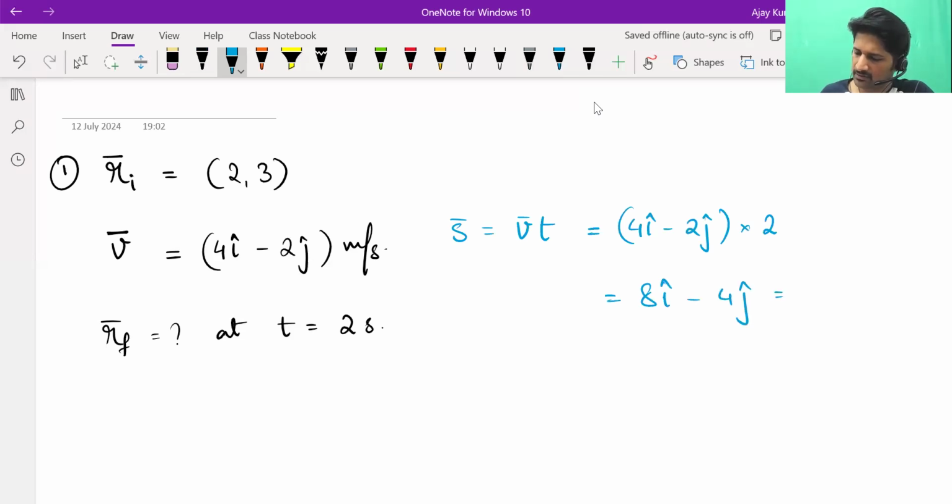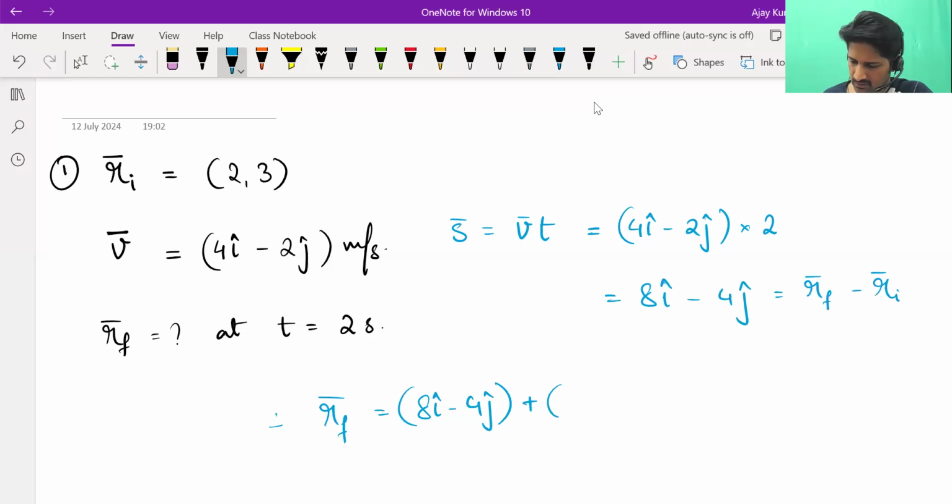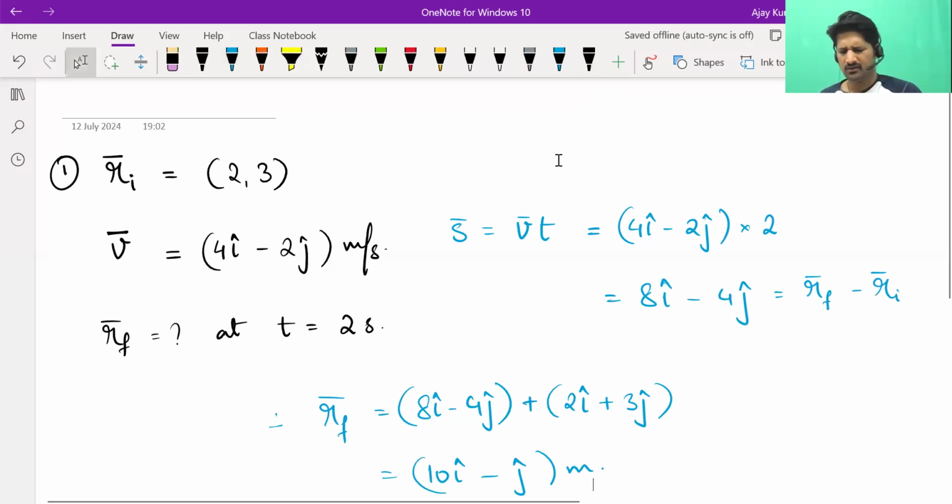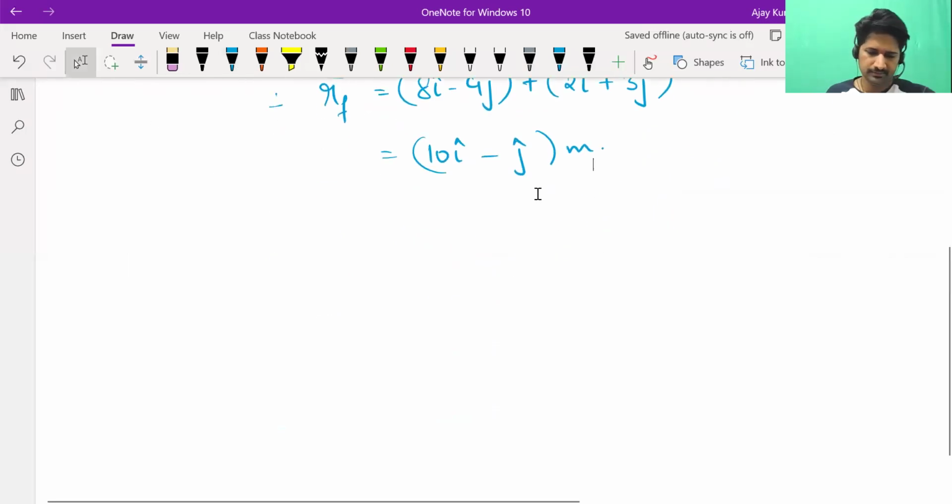And we know displacement by definition is final position minus the initial position. Therefore, the final position becomes 8 i cap minus 4 j cap plus the initial position. Initial position can be written as 2 i cap plus 3 j cap. So effectively it becomes 10 i cap minus 1 j cap. Okay, not a big deal. Let's try one more question.